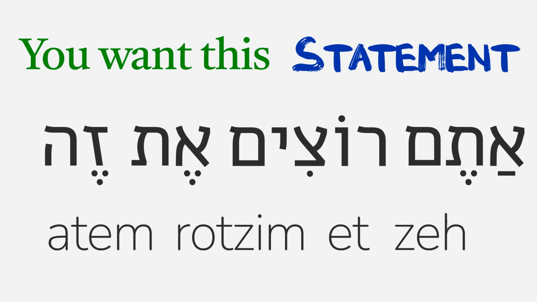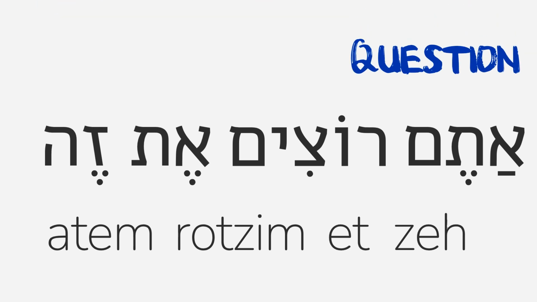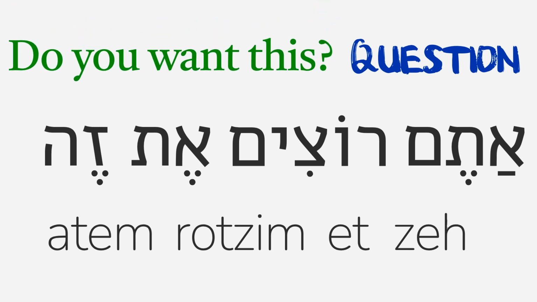Today, we are going to learn how to take a statement and make it into a question. The simplest way to do this when speaking is to say it like a question. Atem rotzim et ze? Do you want this? In Hebrew, we don't need the word do or anything. We can just say the sentence in a questioning way.